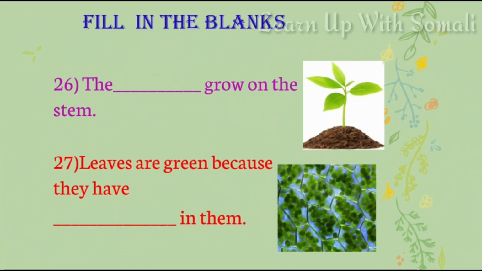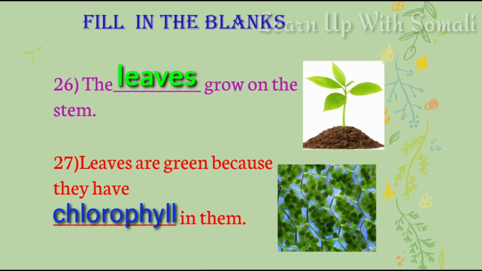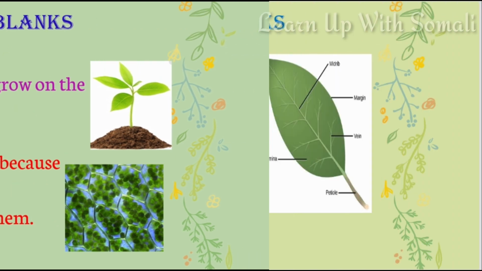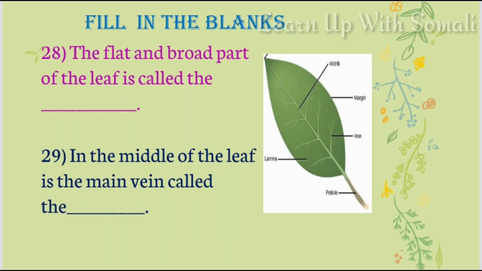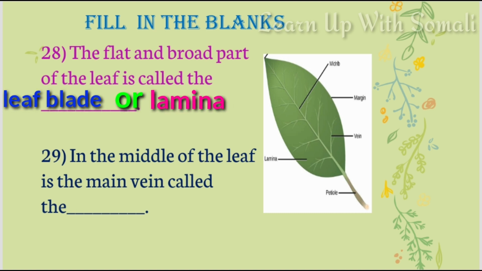Number 26, the leaves grow on the stem. Number 27, leaves are green because they have chlorophyll in them. Chlorophyll is a green pigment due to which the leaves are green. Number 28, the flat and broad part of the leaf is called the leaf blade or lamina. Number 29, in the middle of the leaf is the main vein called the midrib.